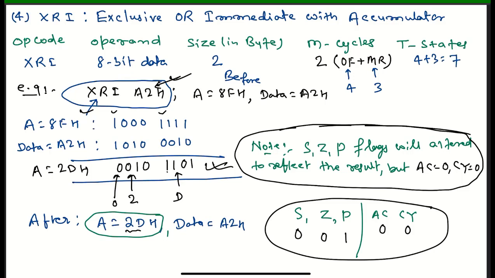So first of all you know the operation of this XOR, and then how this instruction works, and then what its impact is over the flags. The major part you need to keep in mind is that auxiliary carry and carry will always be reset after execution of this instruction, and the remaining sign, zero and parity flags will change as per the result obtained after the operation of this instruction.